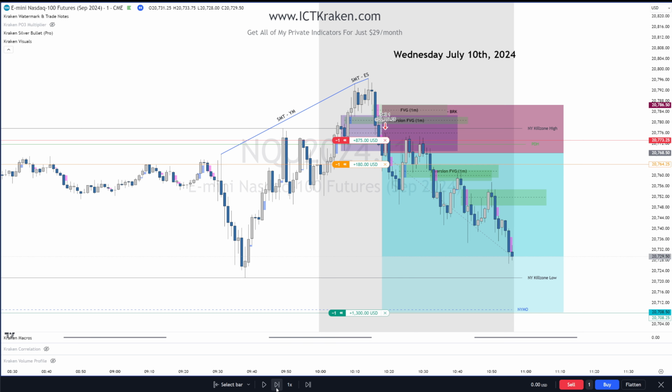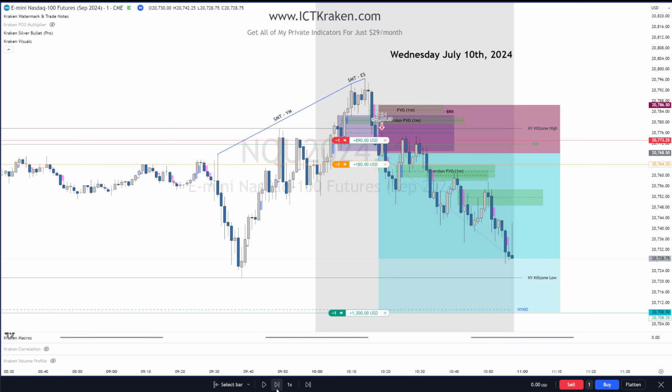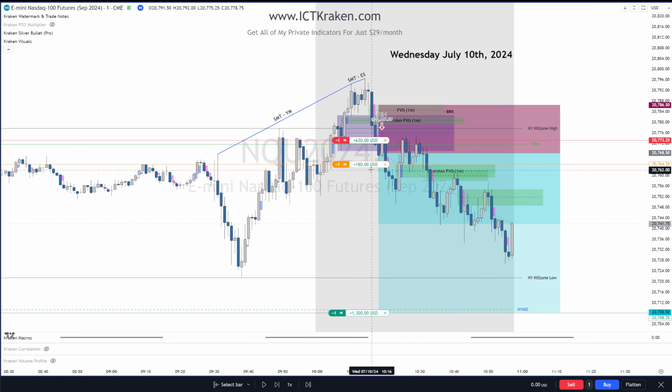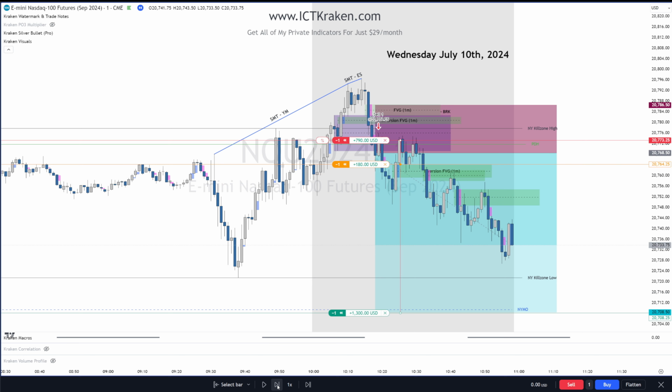Take out the kill zone low here. Don't like how this one was violated right here. If I don't see a quick close below, then I'm definitely moving my stop, probably to here, because I think I'm getting taken out. So I want to see what the next candle does. Yeah, okay, I'm leaving it.